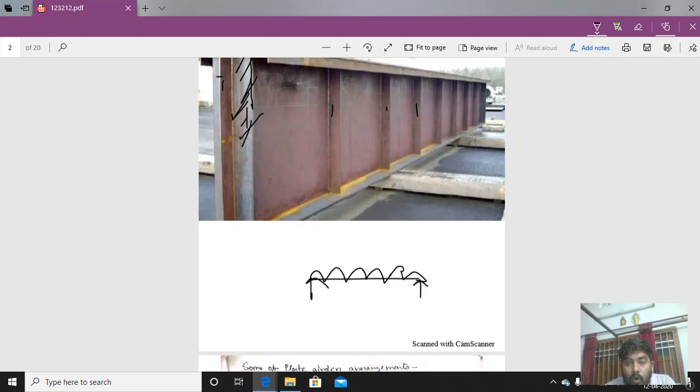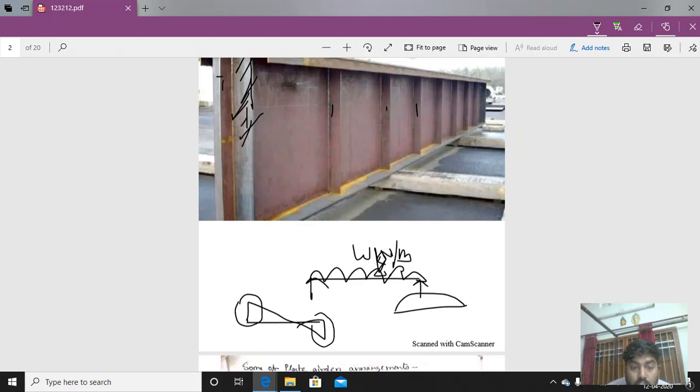Now, if the load is W kilonewton per meter, then what is the bending moment and shear force diagram? The shear force diagram is like that. I think you know this is the shear force diagram and this is the bending moment diagram. So you can see the maximum amount of shear force is acting at the support.